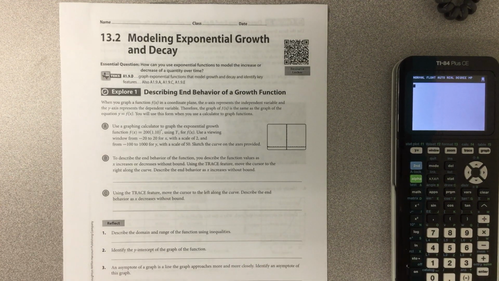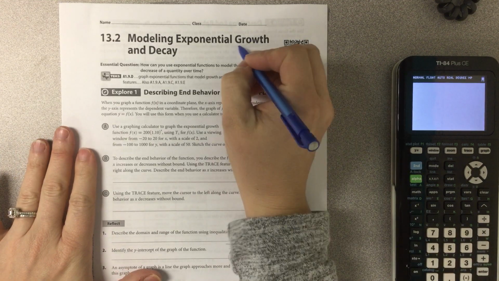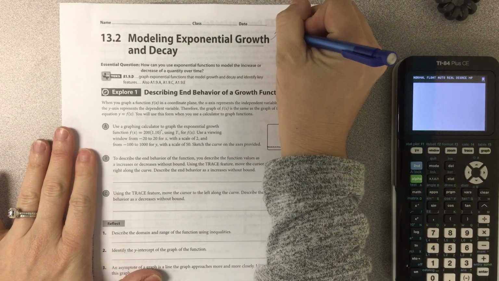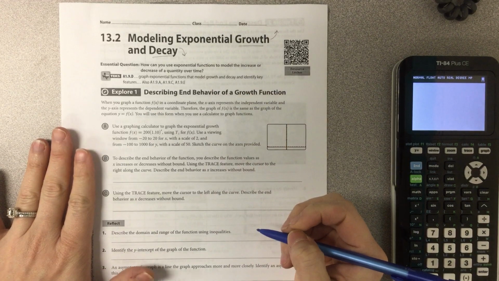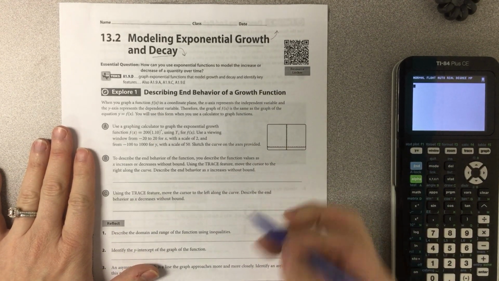Hello, algebra students. Today we are going to be talking about modeling exponential growth and decay, continuing on with these exponential functions that we've been learning about. So first we need to discuss the difference between exponential growth and exponential decay, and as you can probably guess, growth is going to mean an increase of some kind, and decay will mean a decrease of some kind. So let's see how that looks when we graph it.